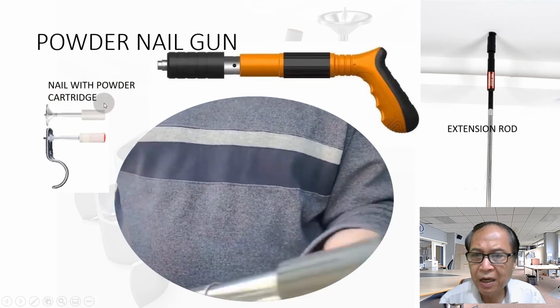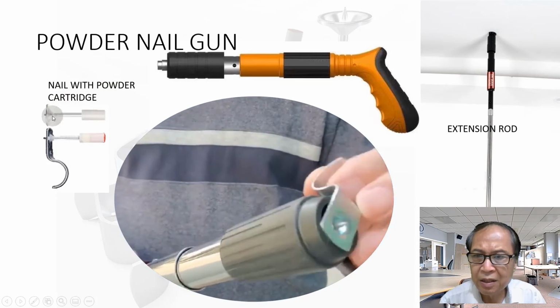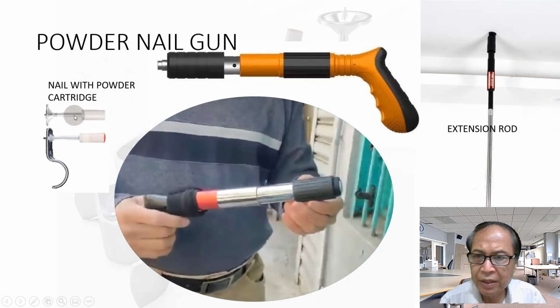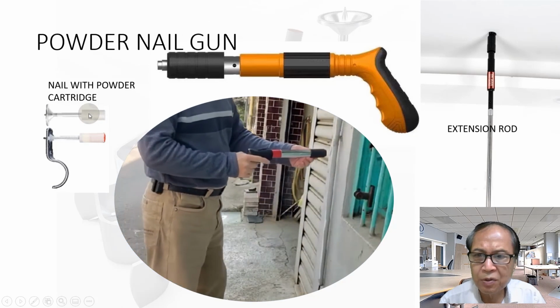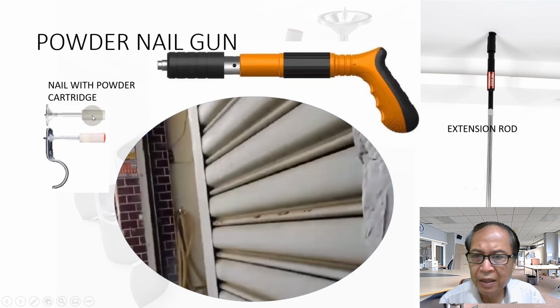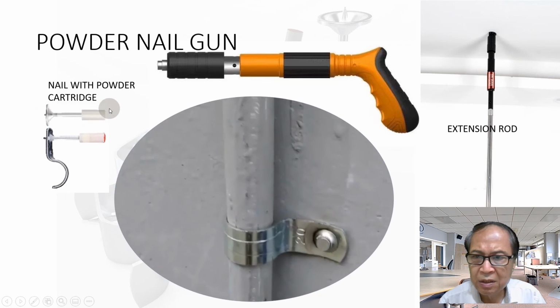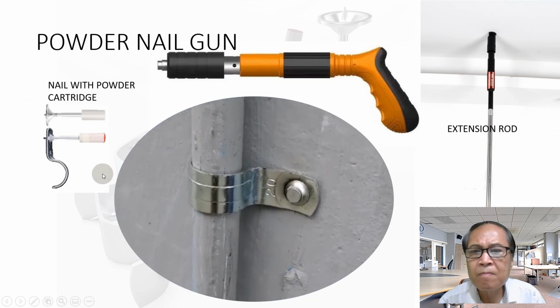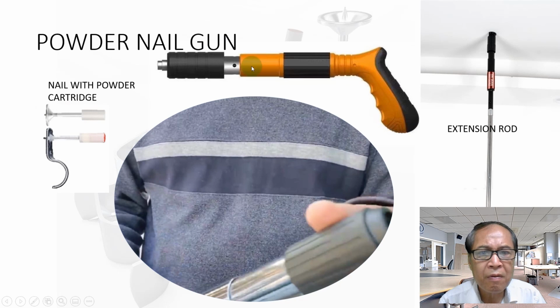Nail with powder cartridge. Compact, not separate like other explosive guns. The nail and the explosive are within one body. You see, we can have an extension rod here, so you don't have to climb up the ladder to do the job.